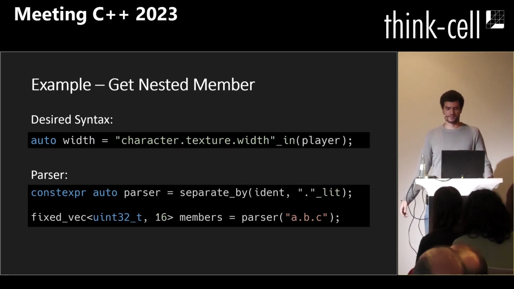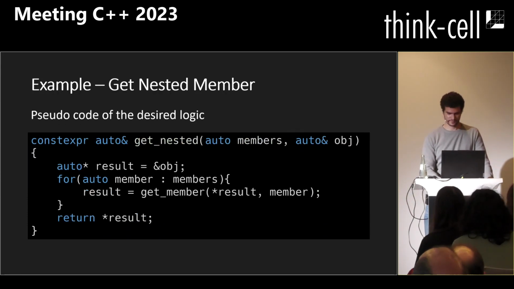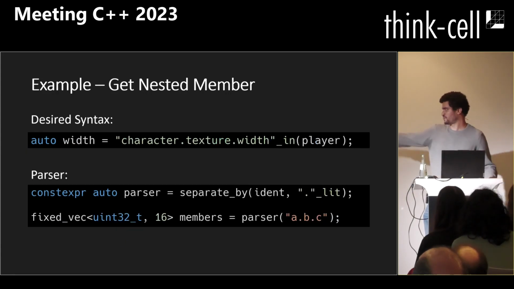Okay, now let's see how we can integrate reflection with compile time parsers to implement a syntax that returns a nested data member. It will be a starting point that we will build upon later. The syntax is a list of identifiers separated by dot. Now we need a parser, and this is how a parser looks like. It just parses a list of identifiers that is separated by dots, and the output is a fixed size vector with 32-bit hash values for each of the identifiers.